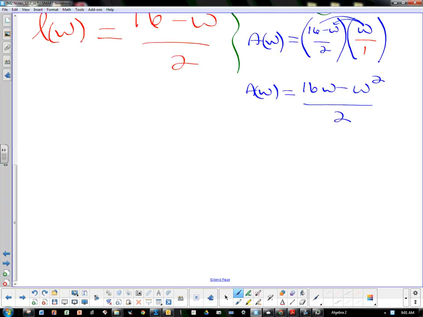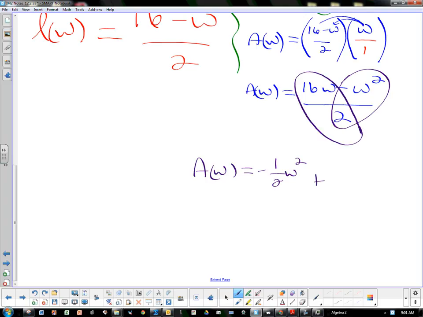In standard form, it would just look like this. A of W is equal to, grab this part first, right there. Do you agree that's minus 1/2 W squared? When you divide by 2, that's like multiplying by a half. So it's minus 1/2 W squared. And then here, what would this part be? Plus 8W. Yeah. Doesn't matter which one you want to use here. They're both the same. This one is just in good old standard form.